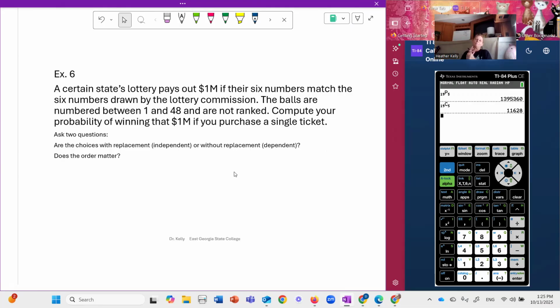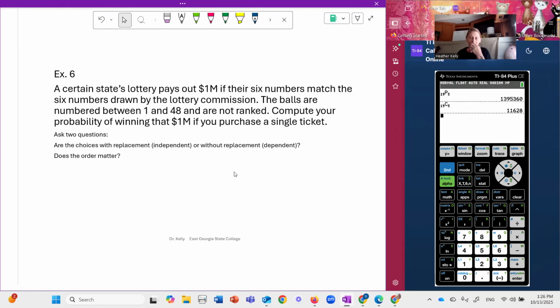Exercise 6. A certain state's lottery pays out $1 million if their 6 numbers match the 6 numbers drawn by the Lottery Commission. Okay. So very, very similar to there being only one alphabetical order.